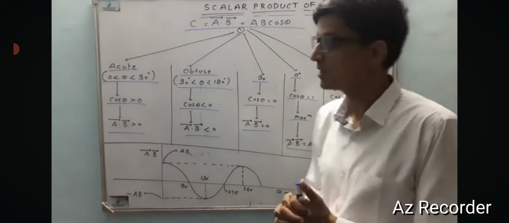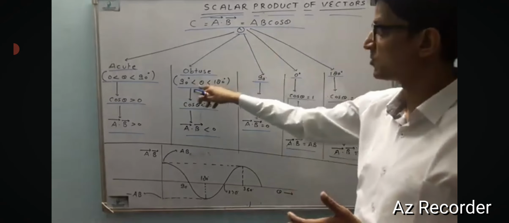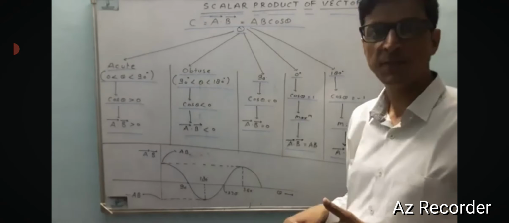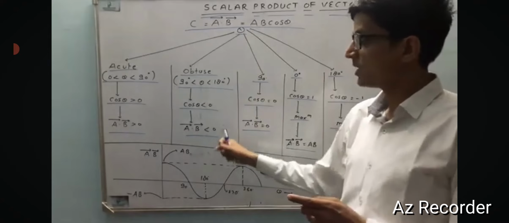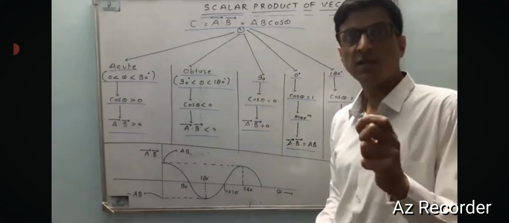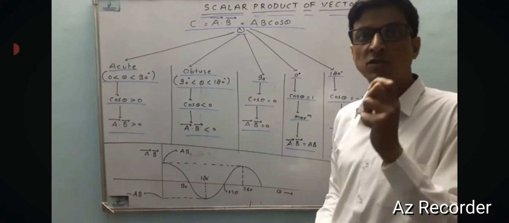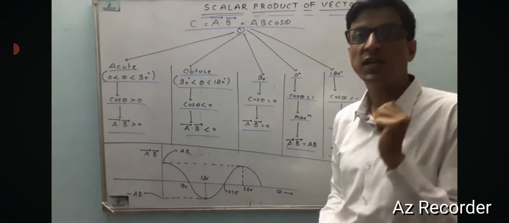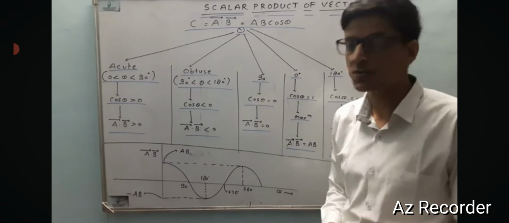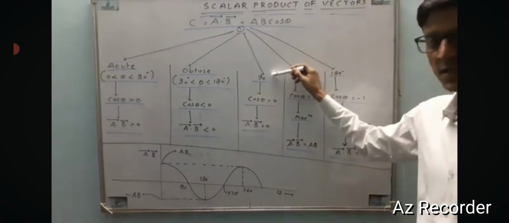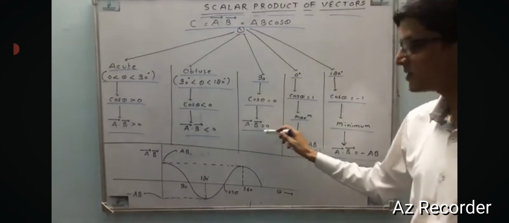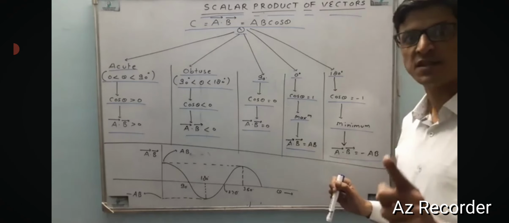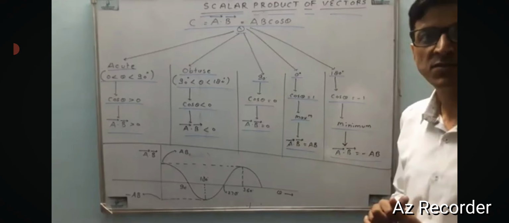The next is if theta is obtuse, that is, it lies between 90 and 180, then cos theta will be negative, then A dot B will be negative. That means you can say that if the dot product is negative, the angle between the vectors is obtuse. Third case, if theta is 90, cos theta will be 0. That means A dot B will be 0. So you can say that if the dot product of two vectors is 0, they are perpendicular.